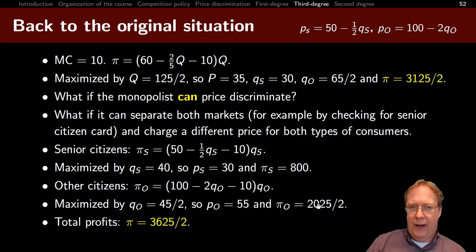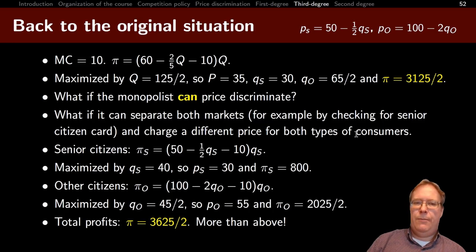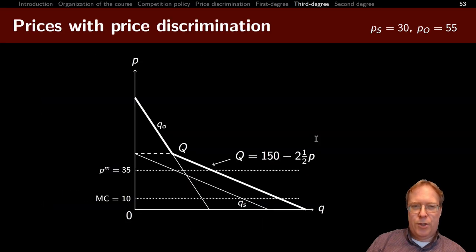How does this compare to what I had before? Well, my profits now equal 3625 over 2, which is much more than what I had before, right? This is higher than 3125 over 2. So in this case, it is indeed profit maximizing to charge different prices to these two groups.